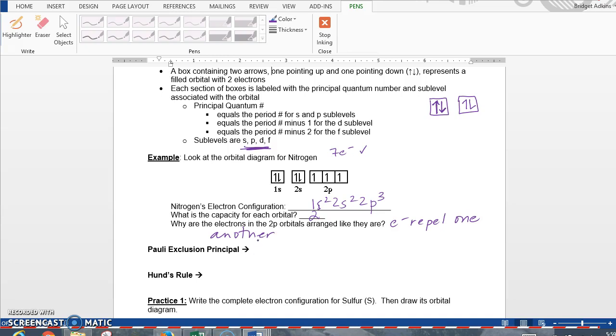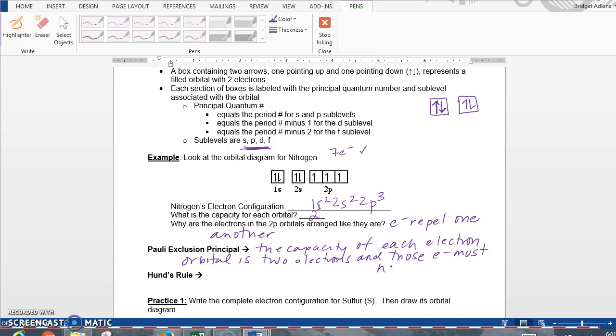So the Pauli exclusion principle states that the capacity of each electron orbital is 2 electrons. So that's the first part of the Pauli exclusion principle. And those electrons must have what's called opposite spin.